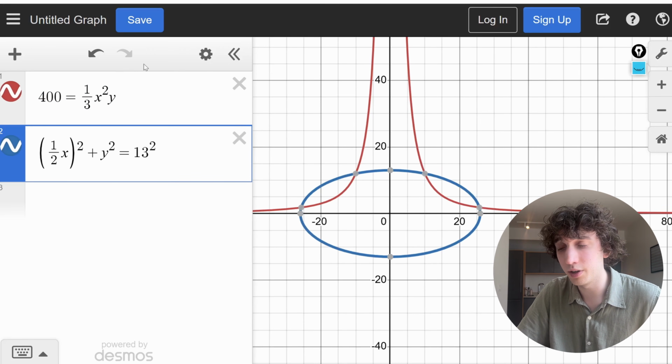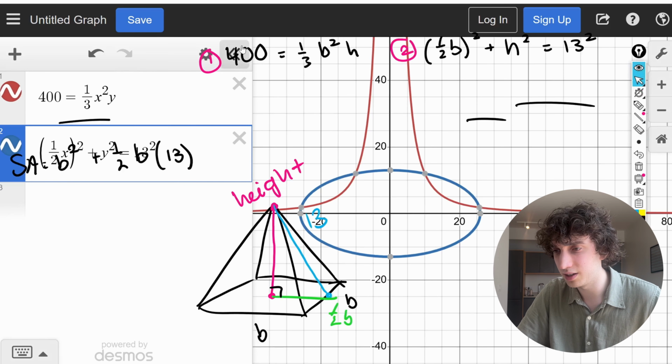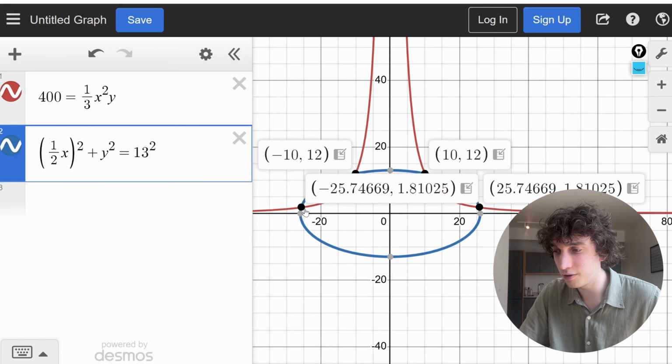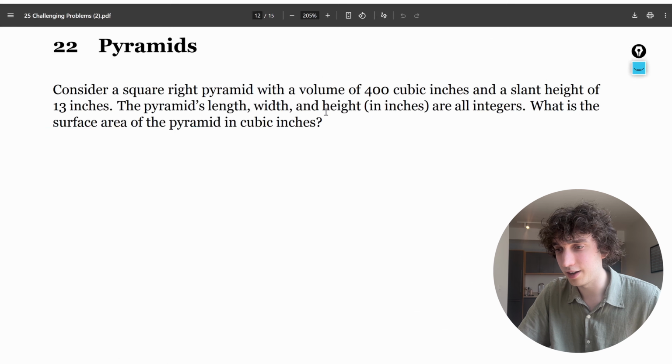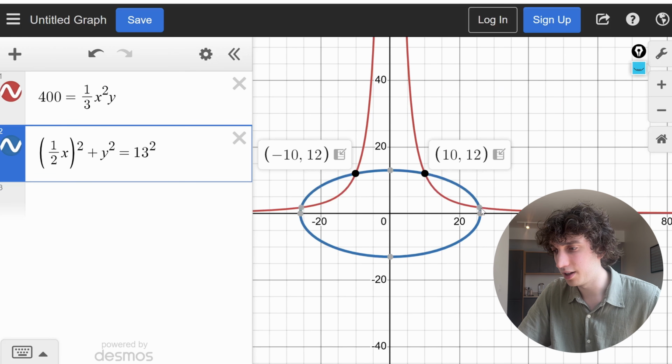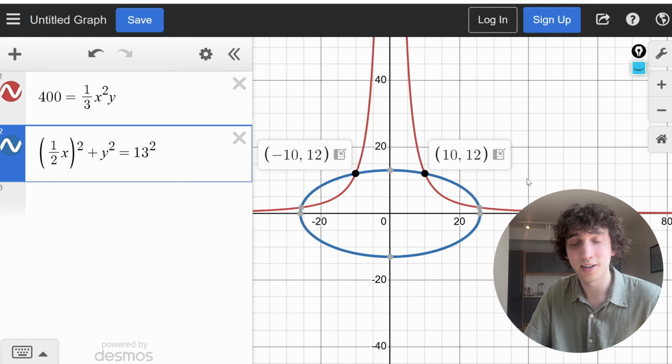But the point is, if we want to figure out our base we decided was x, right? So we want to figure out the x coordinate of these solutions. Now notice, we have a couple of options to choose from, right? There are 4 points of intersection. This is why I included this tiny word that says they're all integers, right? So if they're all integers, this eliminates that point and that point, because those bases and heights are not integers.